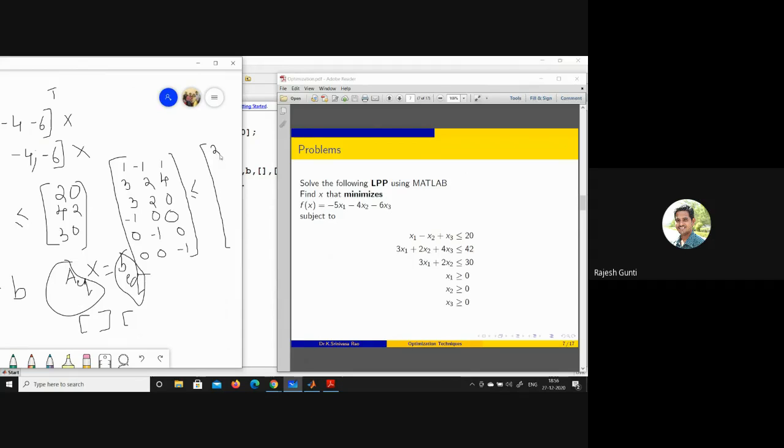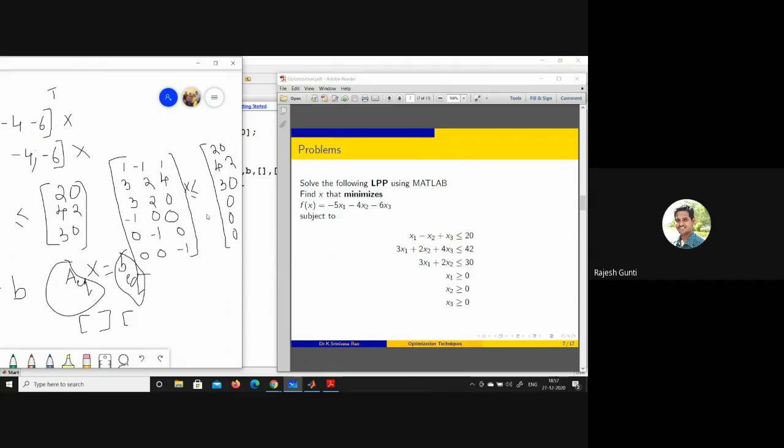X is there, that is common. x1, x2, x3, with bounds 20, 42, 30, and 0, 0, 0 for x1, x2, x3.